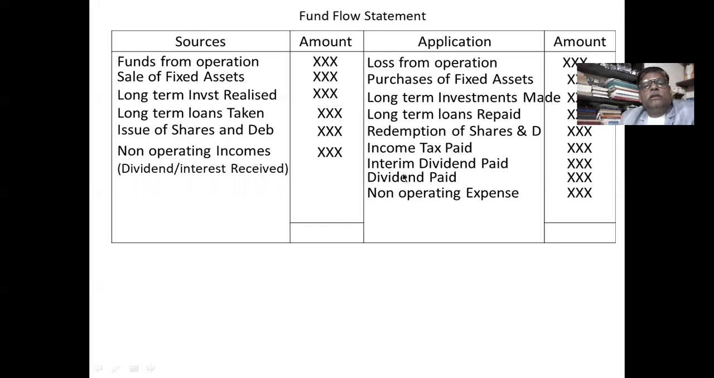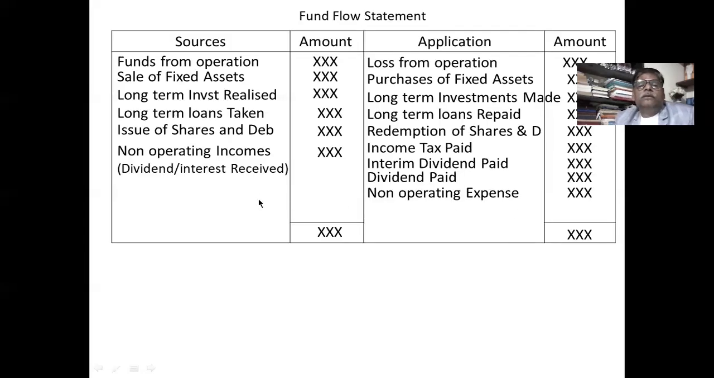After this, you have to close the account. Whatever difference comes, that may be a decrease in working capital or an increase in working capital. So take the total. If there is a difference, increase in working capital is the application. Decrease in working capital is the source. Remember this. Decrease in working capital, you write on the source side.